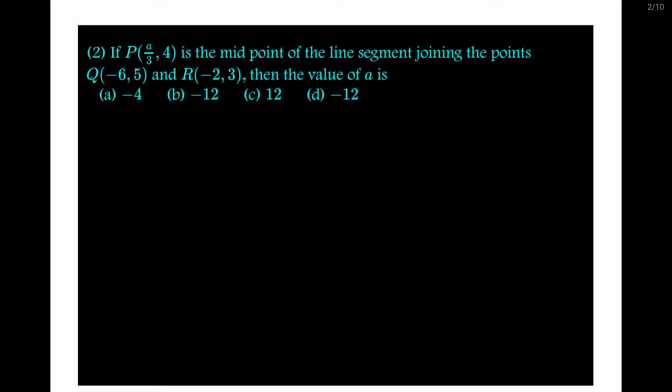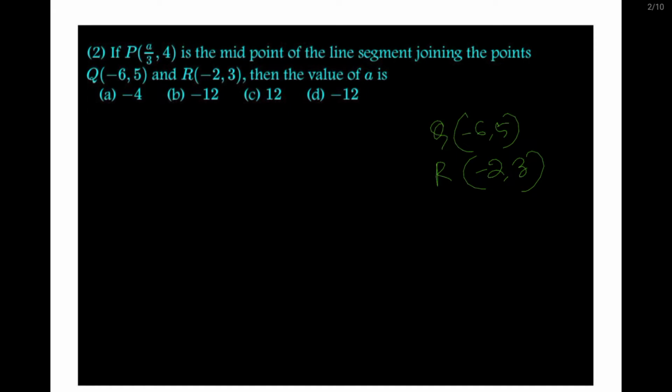If P, whose coordinates are given as (a/3, 4), is the midpoint of a line segment joining the points Q and R, and the coordinate of Q is given as (-6, 5), and the coordinate of R is given as (-2, 3). So let's write these coordinates first. These are the coordinates of the points Q and R. And we have the formula for the midpoint of 2 points. Here it is given that P is the midpoint of the line segment joining these 2 points.